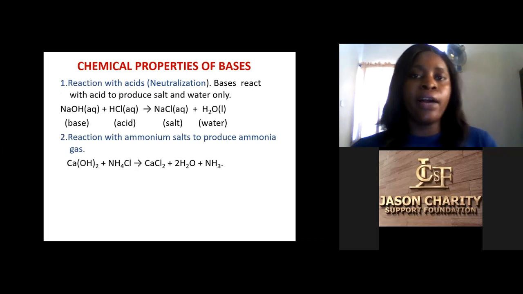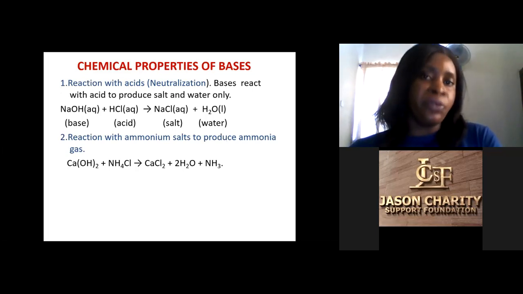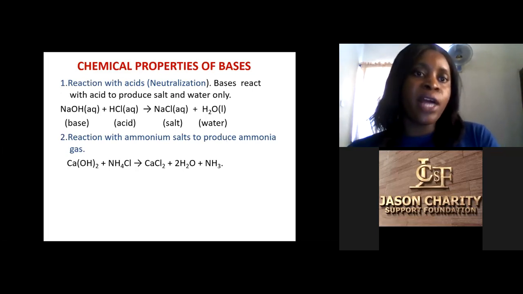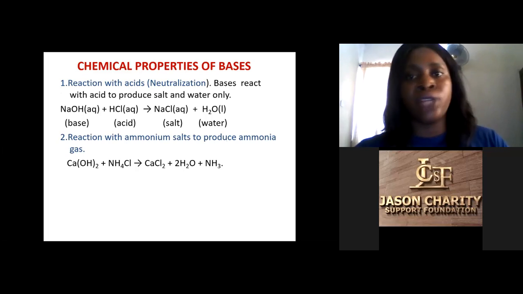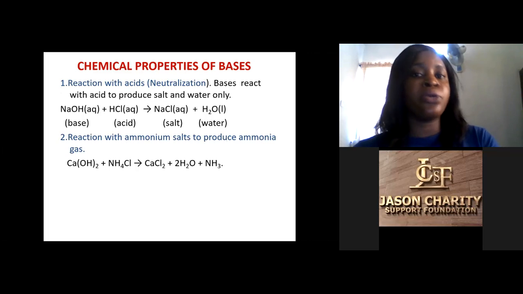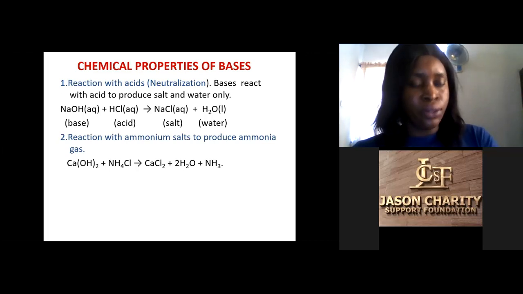So here I have some chemical properties of bases. One is reaction with an acid. The reaction between a base and an acid is known as the neutralization reaction. So bases react with acid to produce salt and water only.